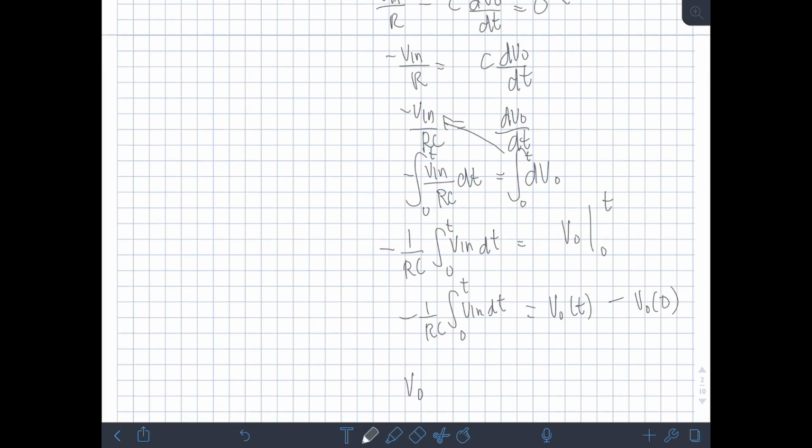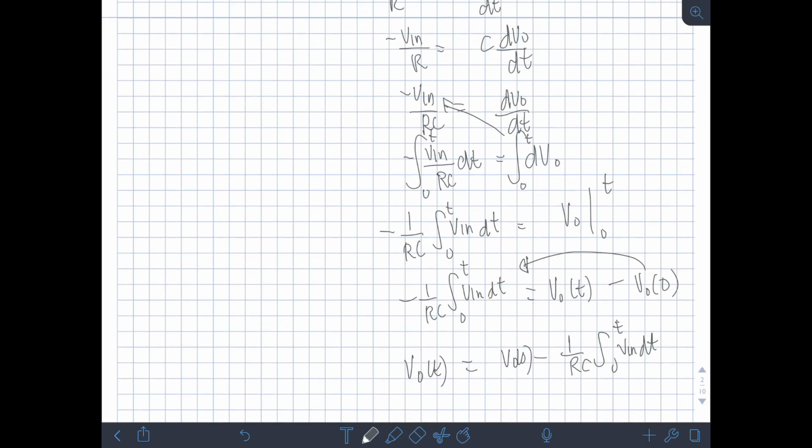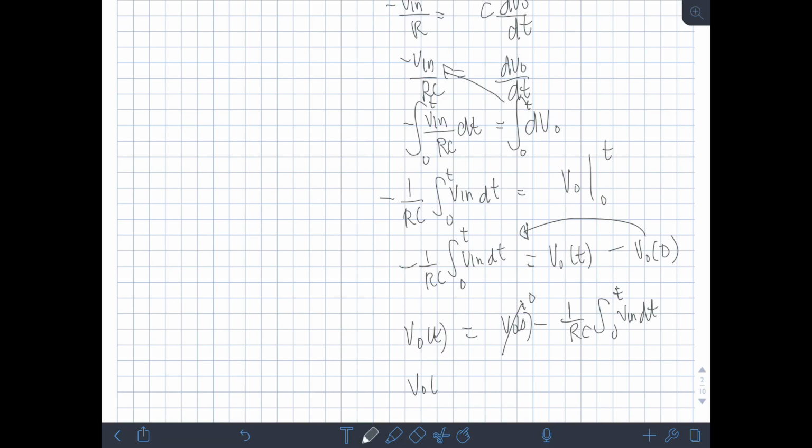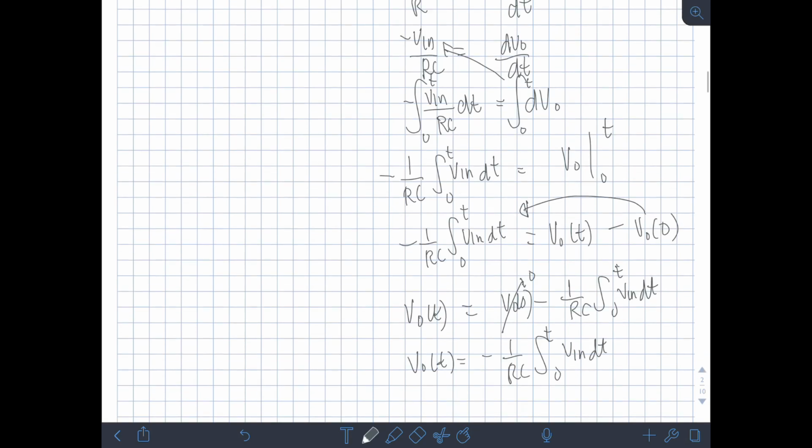So, we have VO of t is equal to, transpose natin ito sa kabila, VO of 0 minus 1 over RC integral of Vin dt from 0 to t. Itong VO of 0 pala, siya yung initial voltage doon sa capacitor. So, pwede natin i-assume na initially 0 yung capacitor voltage, so pwede natin itong i-neglect as 0. So, VO of t is equal to negative 1 over RC integral of Vin dt from 0 to t. So, therefore, ito yung formula for the output voltage of integrator.